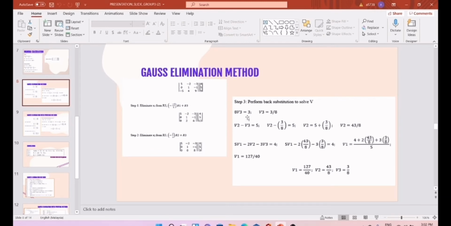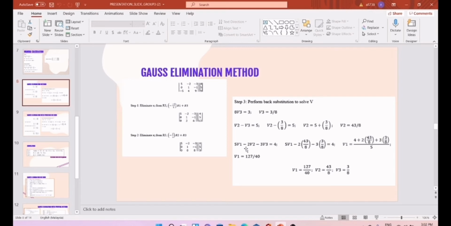For step 3, perform back substitution to solve for V. 8V3 equals 3, so V3 equals 3 over 8. V2 minus V3 equals 5, so V2 minus 3 over 8 equals 5. V2 equals 5 plus 3 over 8. V2 equals 43 over 8.